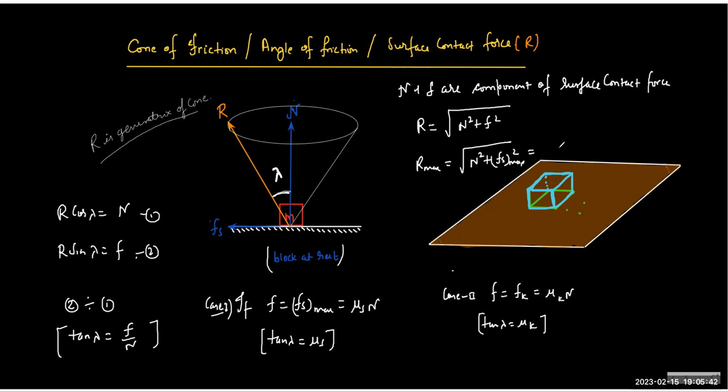And because of the formula, we can say this is 1 plus mu square into n, right? So in this case, this will become 1 plus mu square mg, right? And what is the R minimum? So R is minimum when there is no friction. I mean, there is no tendency of motion, so it will be only n, correct?